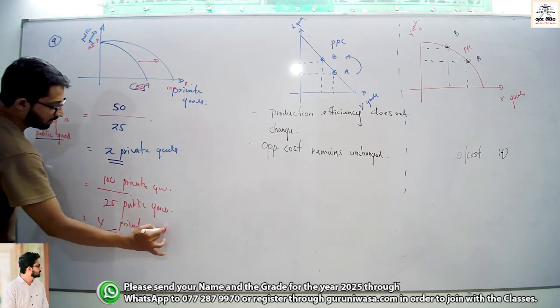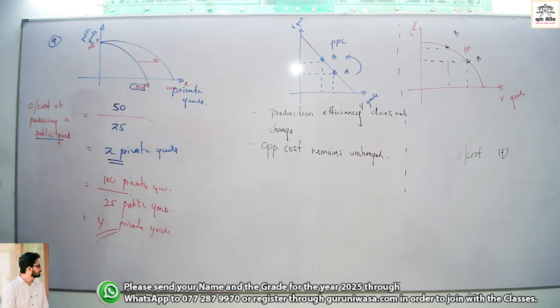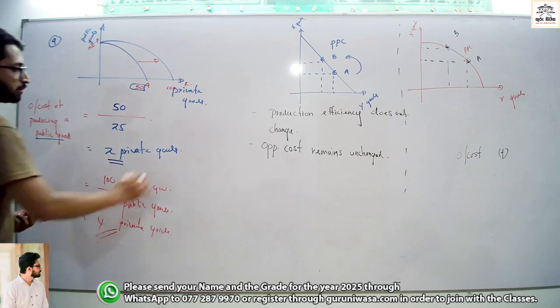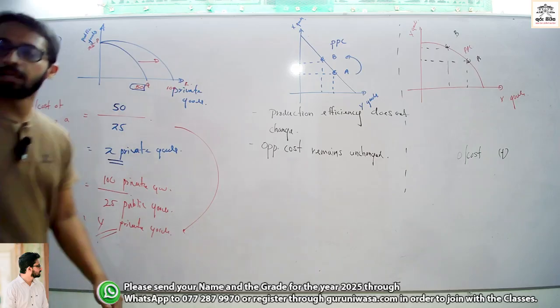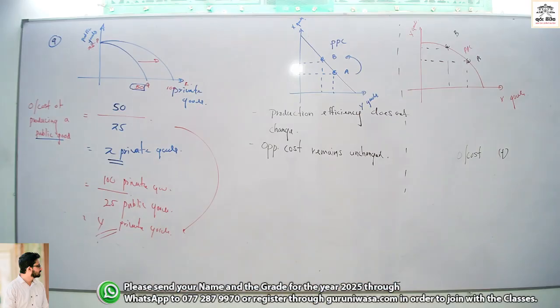Then you can see, before the PPC curve shifted to the right, the opportunity cost of producing one public good was 2 units of private goods. Now the opportunity cost of producing one public good is 4 units of private goods. So the opportunity cost of producing a public good has increased. Did you get the point, Dipna?